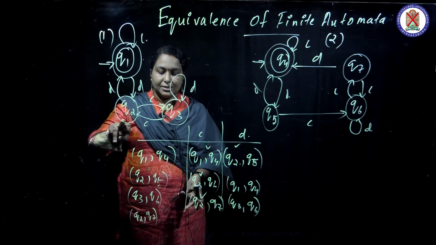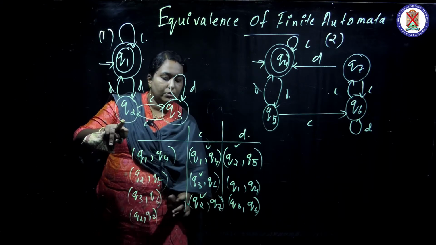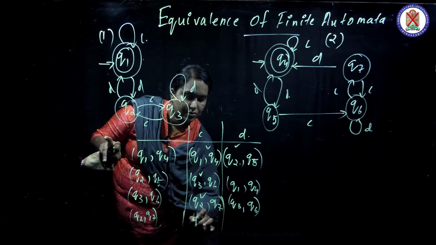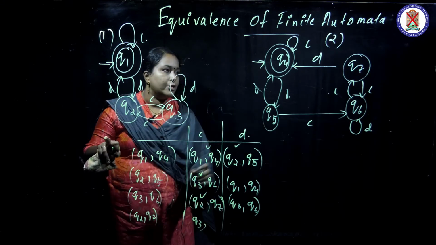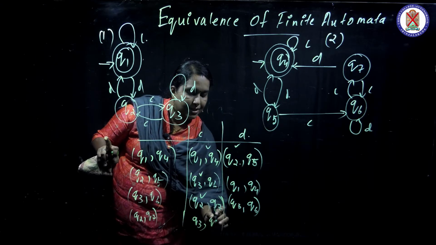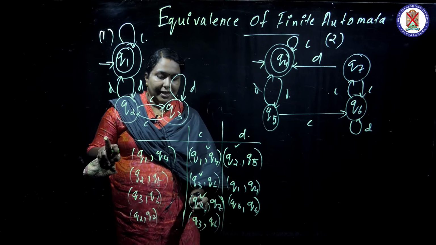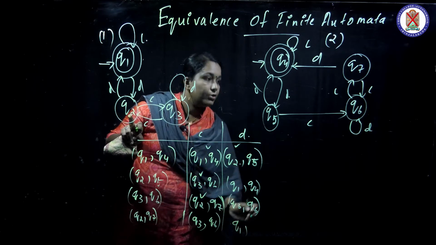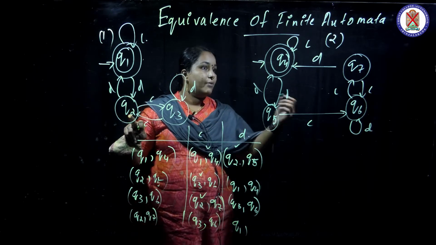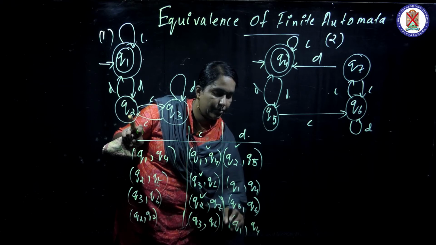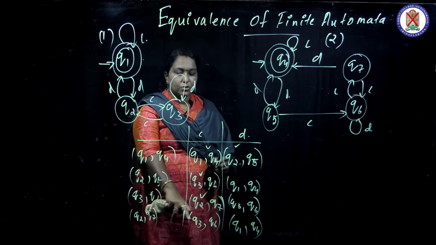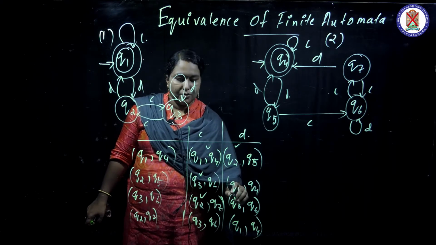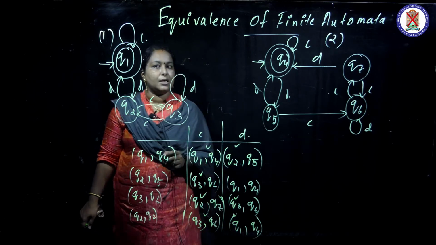Q2 on C goes to Q3 and Q7 on C goes to Q6. Next, Q2 on D goes to Q1 and Q7 on D goes to Q4. Next, Q3, Q6 we have to explore, but Q3 and Q6 have already been explored. No states have to be explored.